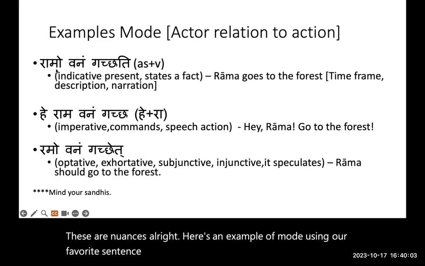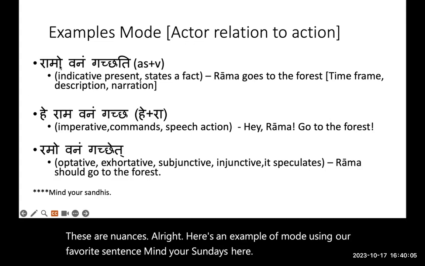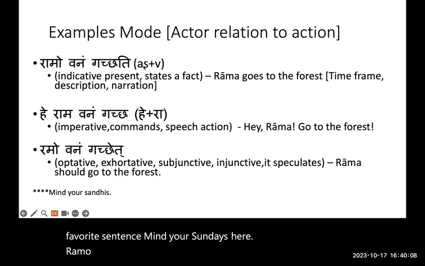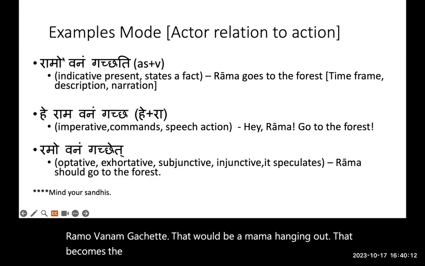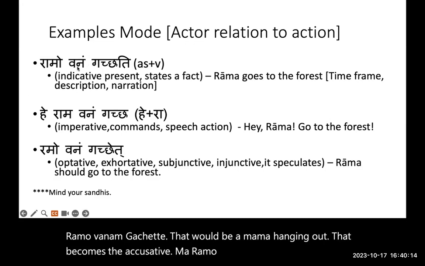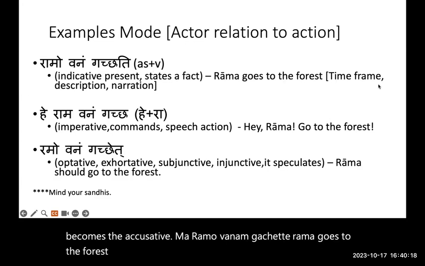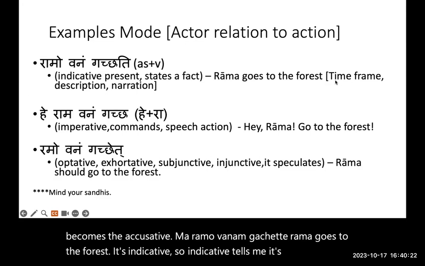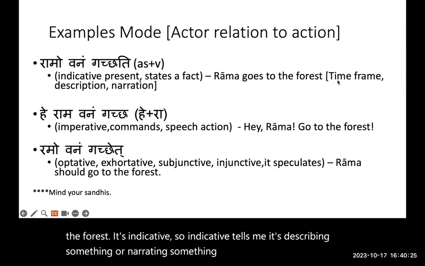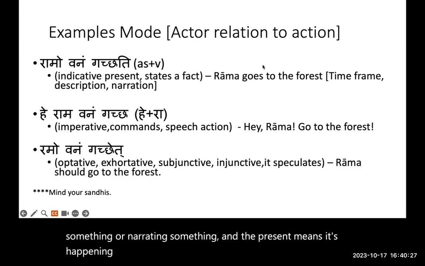All right, here's an example of mode using our favorite sentence. And mind your sandhis here. Ramo vanam gachati. That would be an m hanging out that becomes the accusative m. Ramo vanam gachati. Rama goes to the forest. It's indicative. So indicative tells me it's describing something or narrating something. And the present means it's happening right now as we speak.